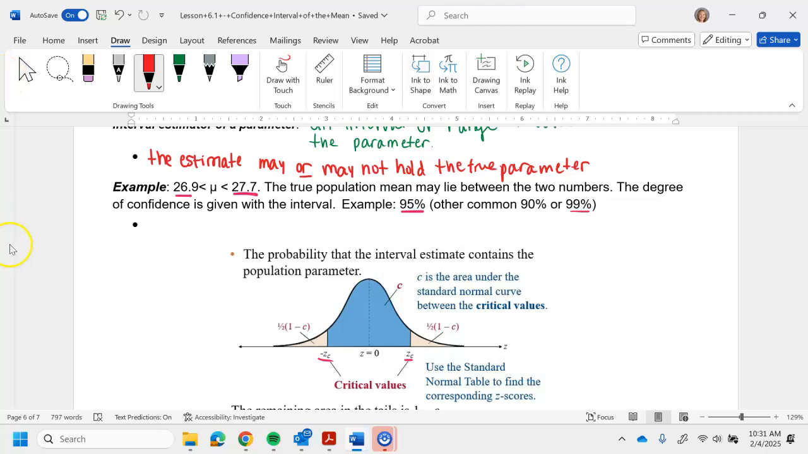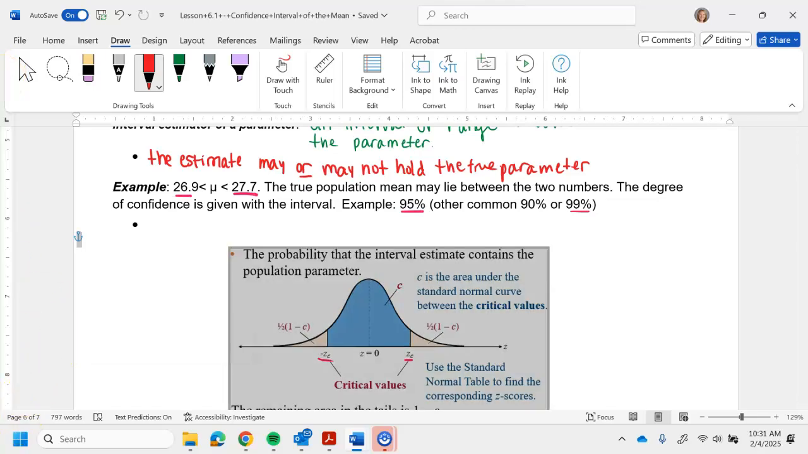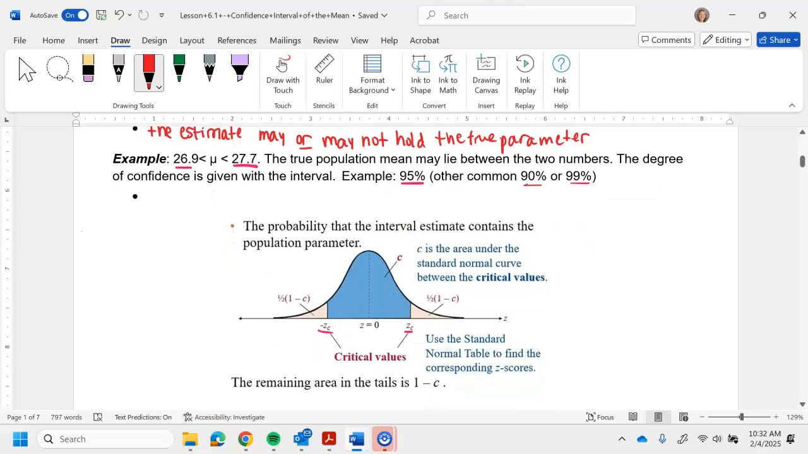So when we look here, I have an example for us. We're having this little range here. So between 26.9 and 27.7. That's our range for our estimate. The true population mean may lie between those two numbers, but this is an interval. Now we are going to say we're 95% confident here. You're going to see 90 and 99 are two other ones that we commonly use. This is the probability that the interval contains the actual, in this case, population mean, but it may not be in there. It's going to be pretty close or a pretty good chance, but it's not exact all the time.